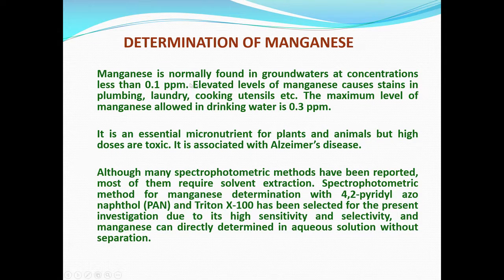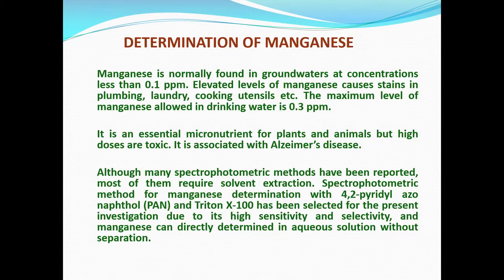So, that completes our discussion on nitrite, and now we move on to the determination of manganese. Regarding manganese, most of you are familiar with manganese in the environment. Potassium permanganate, most of you are familiar, it is dark violet in color, it is an oxidizing agent, and it is used in water treatment.